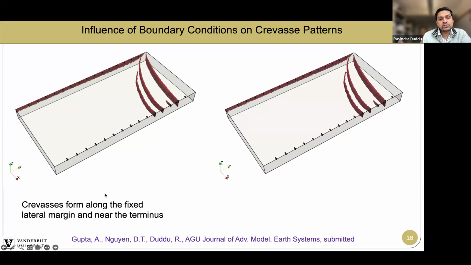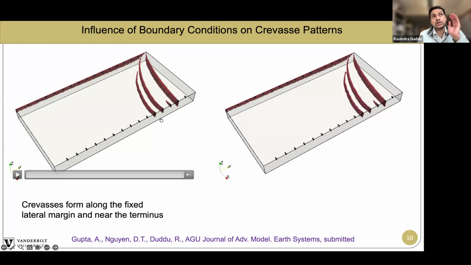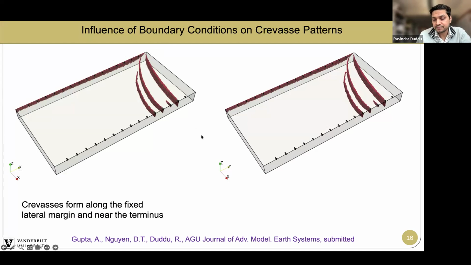And so crevasses form along the margins. So there is a shear margin type development that we can see here on the back face. And then the cracks near the terminus curve.